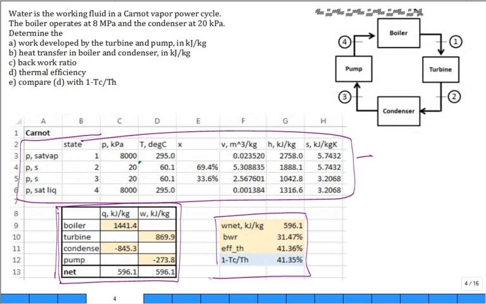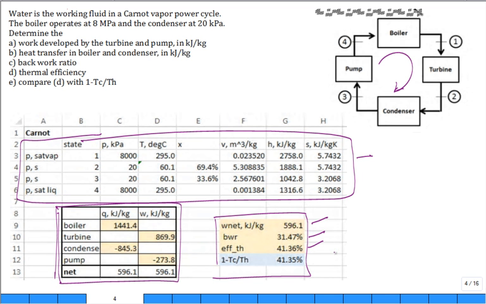The bottom line, the sort of metrics that everybody wants to talk about, right? I want to talk about what is the net work per unit mass going through the cycle. Is that high? That's good if it's high. If it's low, it's not so good. How about the back work ratio? I'd like a low back work ratio. How about the overall thermal efficiency? I'd like that high.